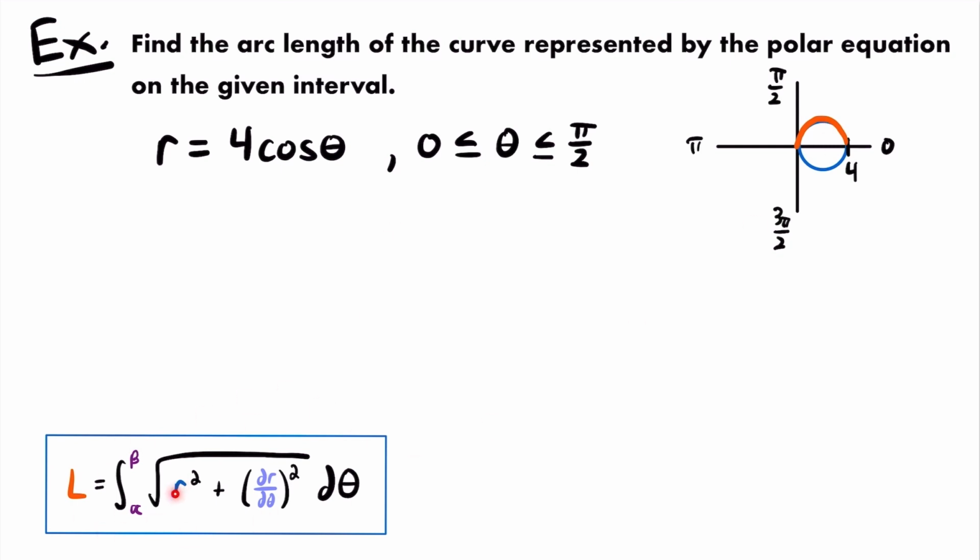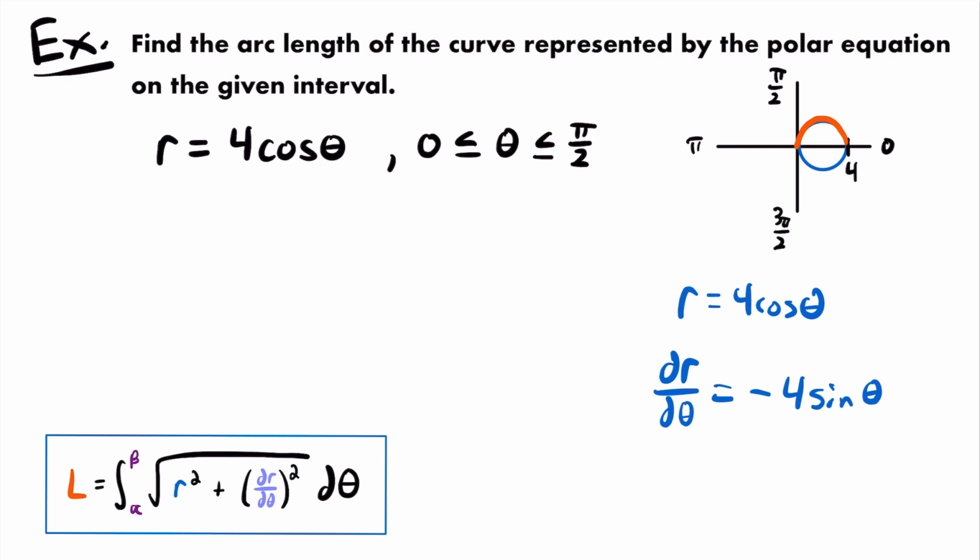We need to determine what r and dr d theta will be. R is just whatever your polar equation is, so we'll have r is equal to 4 times cosine theta, and then to find dr d theta, we just need to take the derivative of r with respect to theta. So if we do that, dr d theta will be equal to the derivative of 4 times cosine theta, and the derivative of cosine is negative sine, so we'll have negative 4 times sine theta.